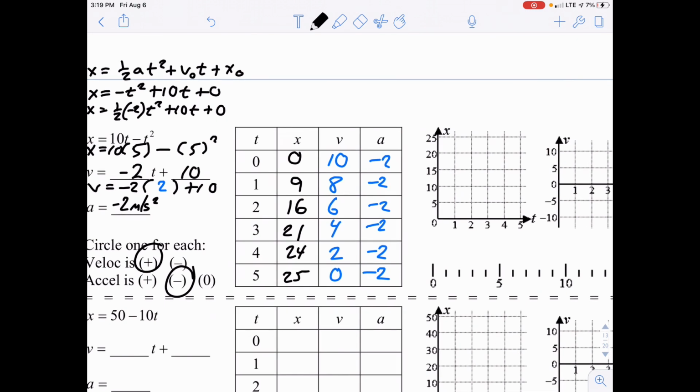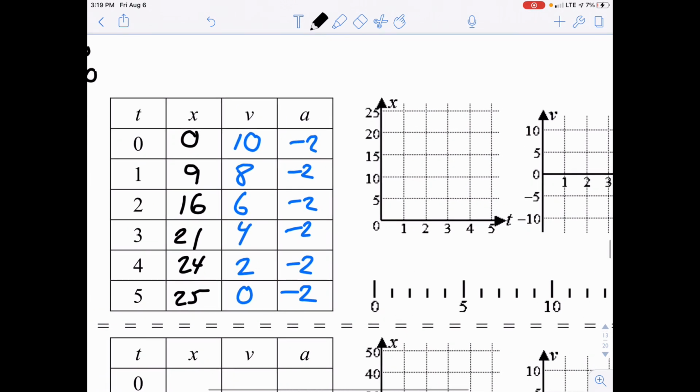All right, let's plot our position points. We're going to start off with x equals 0, 0. We're going to go 1, 9. We're going to go 2, 16, like this. We're going to go 3, 21. We're going to go 4, 24, and we're going to go 5, 25. And we get ourselves a nice curve that looks something like that.